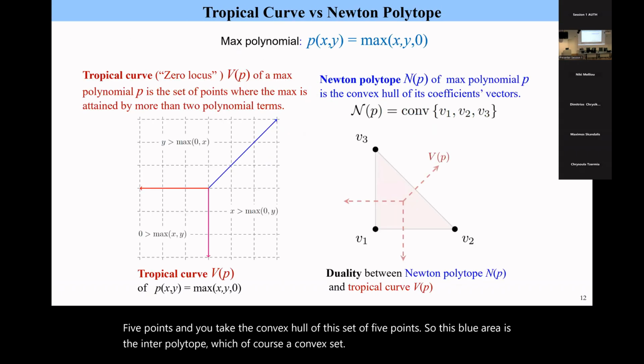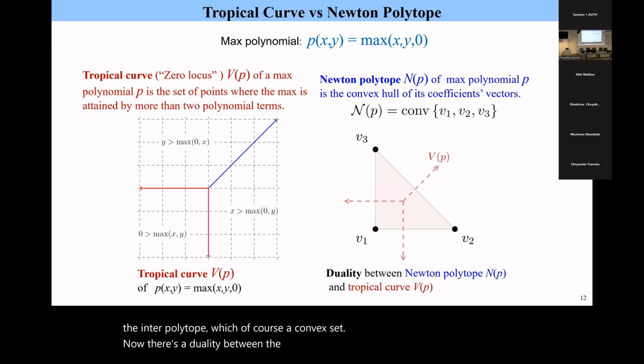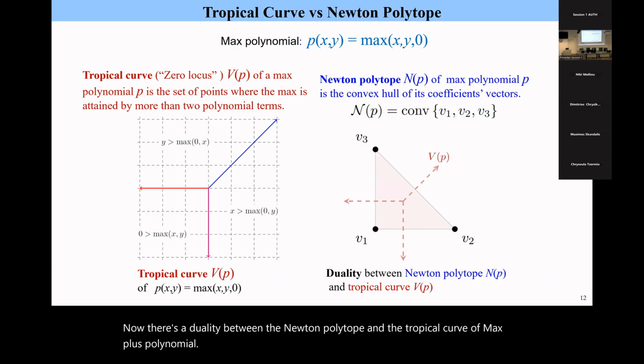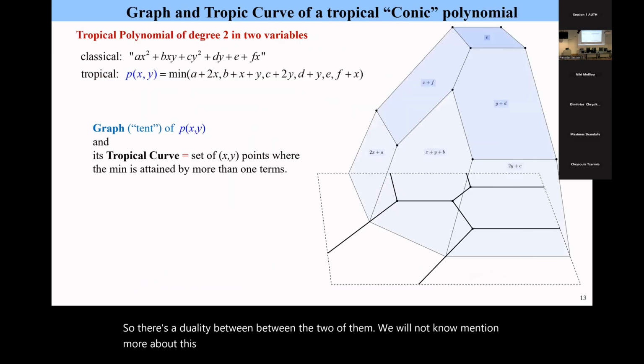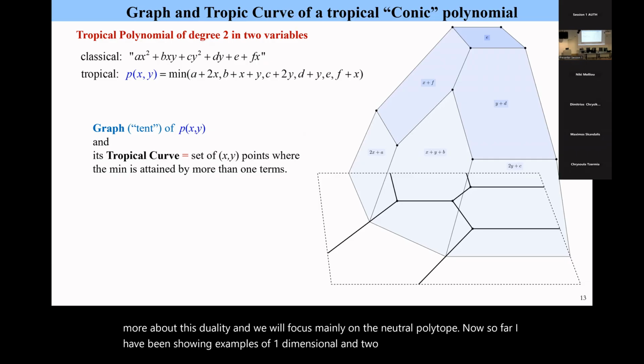Now there's a duality between the Newton polytope and the tropical curve of a max plus polynomial. We will not mention more about this duality, and we will focus mainly on the Newton polytope. So far I have been showing examples of 1-dimensional and 2-dimensional first-degree tropical polynomials.